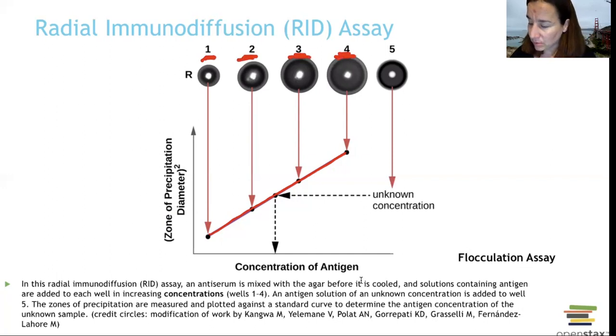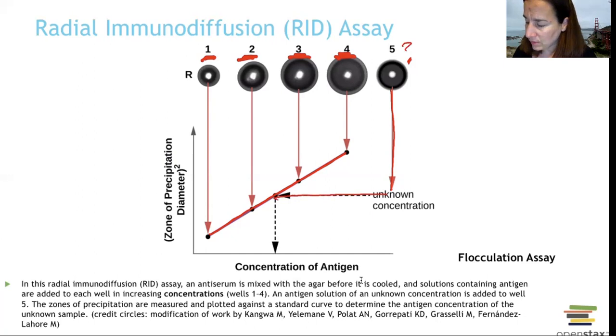So here's our unknown. Number 5, we don't know what it is, but we're going to treat it the same as the others. We're going to pour this agarose, put this unknown in here, and then watch the antigens and antibodies interact. And then we will compare it. So we're going to measure this zone of precipitin, and try to figure out which concentration level it's at.